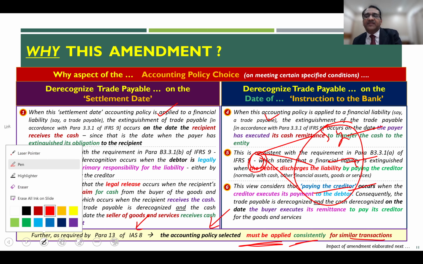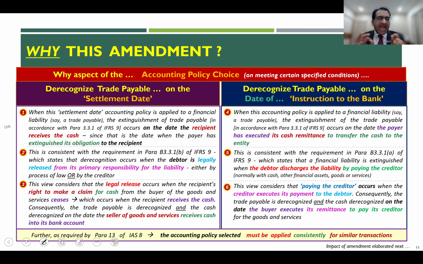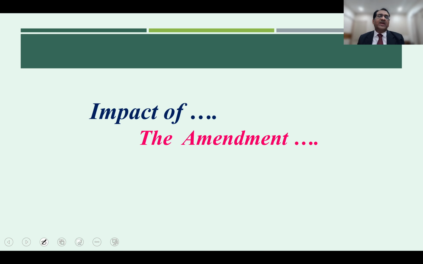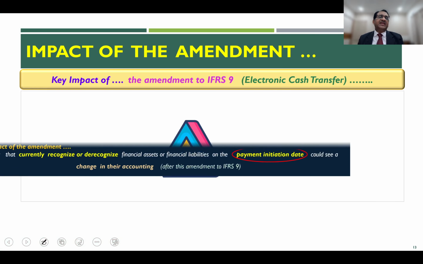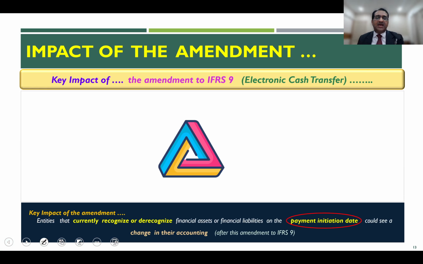Now, what is the impact of this? This amendment may have significant impact for certain types of customers. So what is the impact of this amendment? Let us see the 3 key areas of amendment. As I mentioned earlier, this amendment is expected to impact all those companies who are currently recognizing or derecognizing their liabilities on the payment initiation date. Because, as we have seen, this payment initiation date accounting for derecognition can happen if and only if the 3 conditions which we saw in the earlier slide are met. If any one of these is not met, then this accounting cannot be done. Okay? Therefore, everyone has to assess.